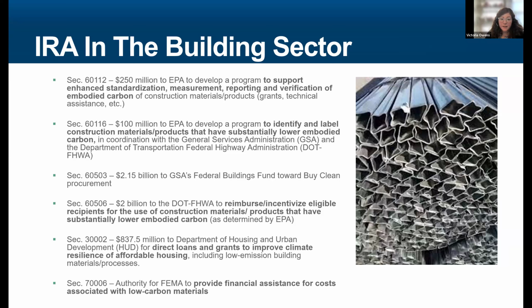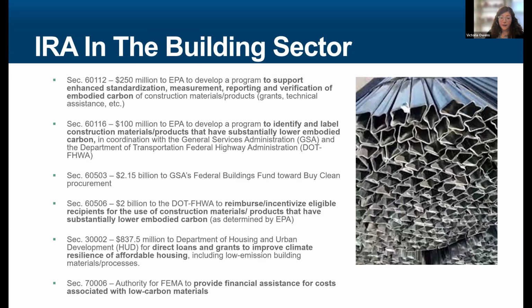One of the sections here, section 60112, provides $250 million to the EPA to develop a program to support enhanced standardization, measurement, reporting, and verification of embodied carbon. Specifically, this section is effectively in the form of grants and technical assistance to improve EPDs through data collection, transparency, how the process of an EPD, environmental product declaration, is created, et cetera. And I will talk more about that grant program in the next slide.